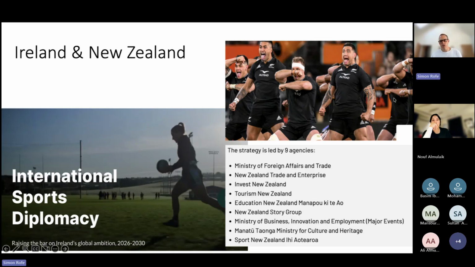Looking at the Irish example as well, what does it mean to raise the bar on Ireland's global ambition in terms of a sport diplomacy strategy? So this is work that I've been involved with, as I say, and it shapes the way that we see our nations and nations see us, whatever country we're from.